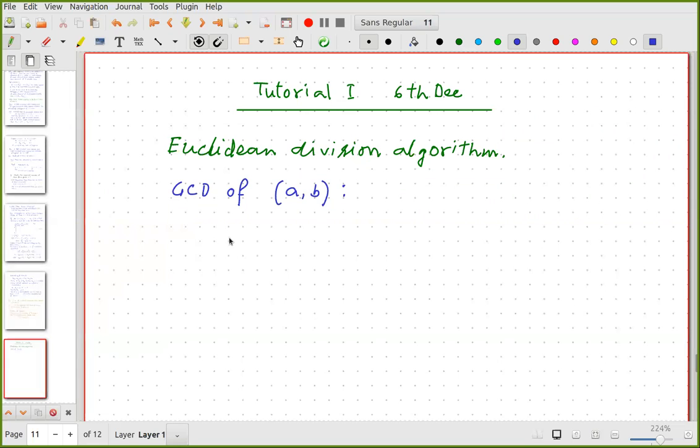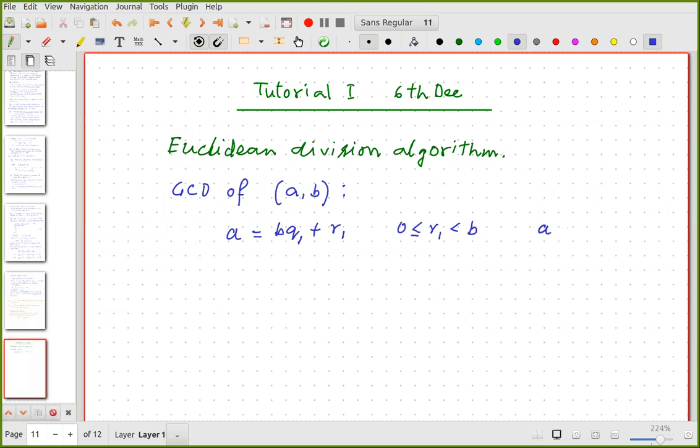What we do is divide A by B, and of course A and B can be interchanged, so just start with one. A = B Q1 + R1. The suffix 1 denotes the step number, so this is the first step. Everything is an integer, I'm not mentioning it again. This R1 is between zero, so it can be zero if B actually divides A, and it is less than B.